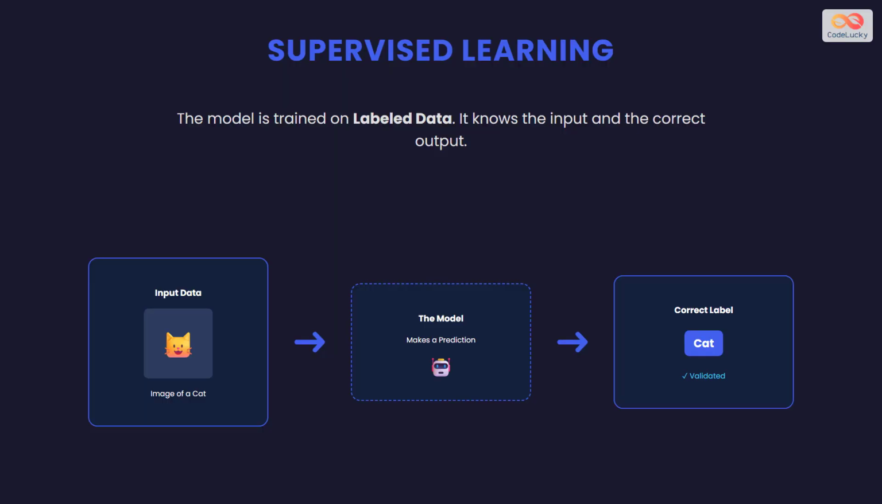Supervised learning is the most common starting point. Imagine a student in a classroom. The teacher shows a picture and says, "This is a cat," then shows another and says, "This is a dog." The model is trained on labeled data. It takes an input, makes a prediction, and if it's wrong, the correct label corrects it. Over time, the model minimizes its errors until it can reliably identify the data.